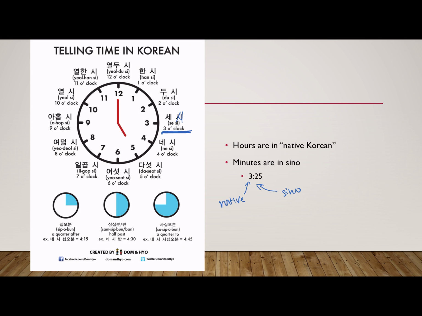And then you're listing the minutes in Sino. And so to say 25 is 이 십 오, and then the unit for minute is pun, which I also told you is people. I never said it was a straight foreign language. Okay, so it's 25분, and that's how you say 3:25 in Korean. So 세시 25분 is 3:25.